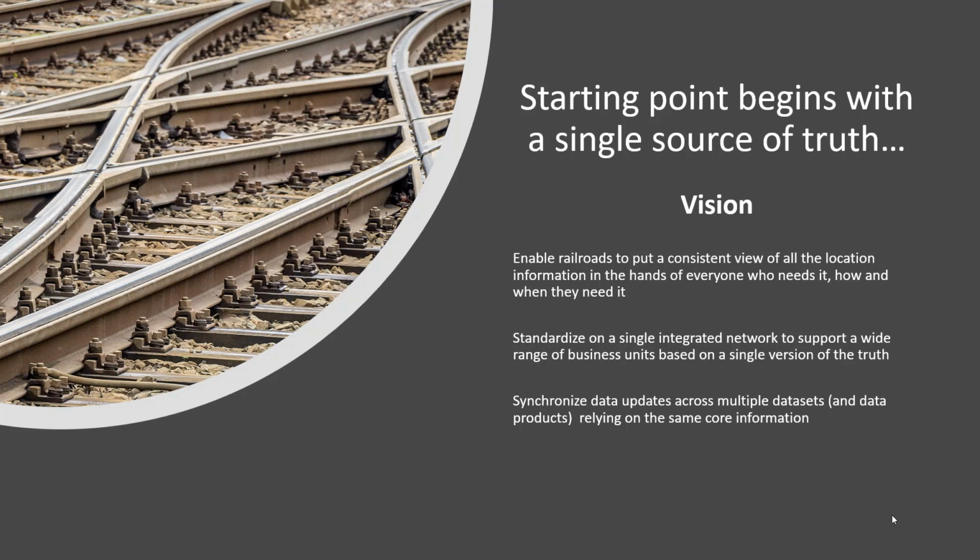Secondly, we want to provide a consistent view of all of the location information and to put it into the hands of everyone who needs it, both how and when they need it. So, easy to access and easy to use. And third, we want to provide the tools to easily maintain this integrated network and all of the derivative views of that data to continuously maintain the currency of one of your most valuable assets, your information systems. So what you're going to see today is one piece of those derivative data views, namely track charts, and how they can be an integral part of your larger integrated network architecture.